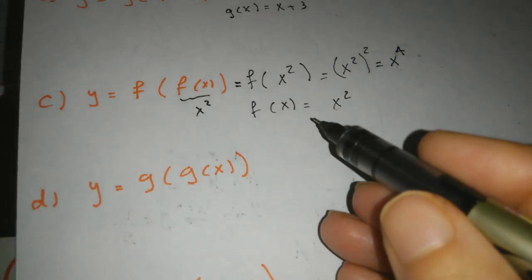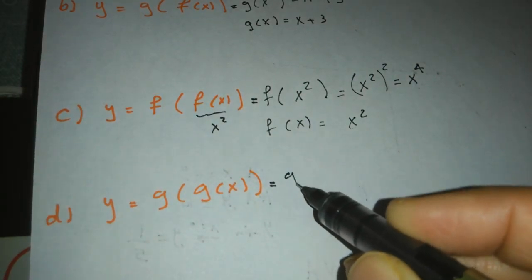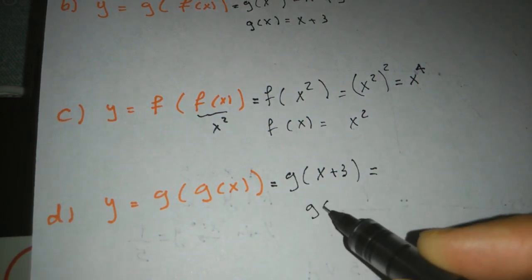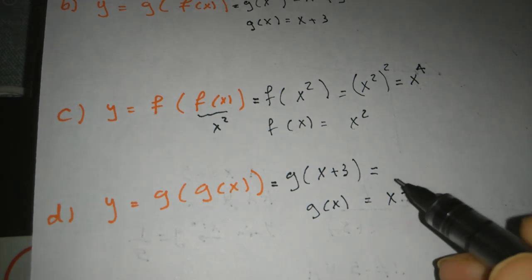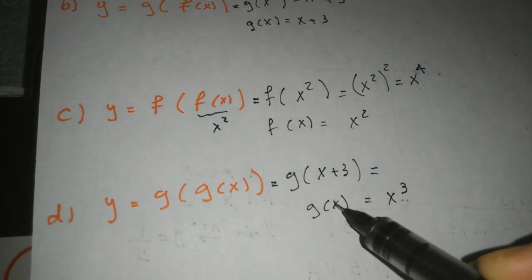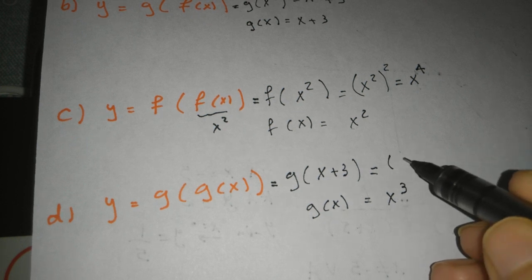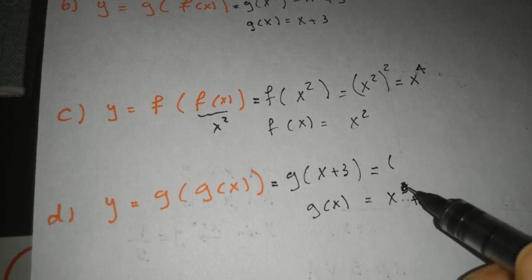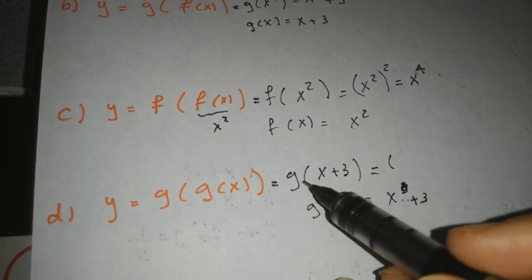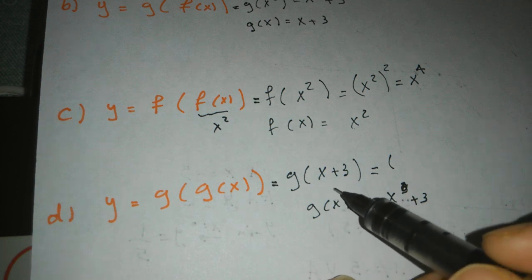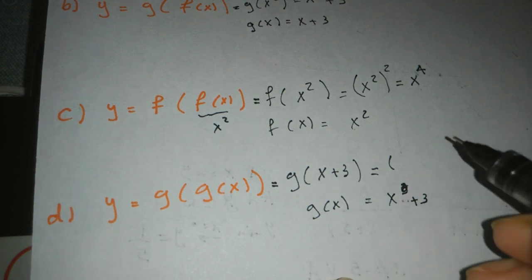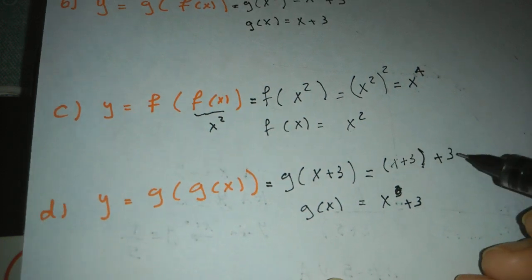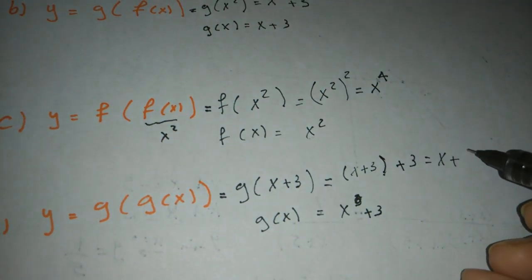g of g of x. Again, g of x was x plus 3. Instead of g of x, I put x plus 3. Now g of x plus 3 means instead of the x, I have x plus 3. g of x plus 3 means whenever you see x, you substitute it by x plus 3. So instead of this x, I substitute it by x plus 3. So the answer is going to be x plus 6.